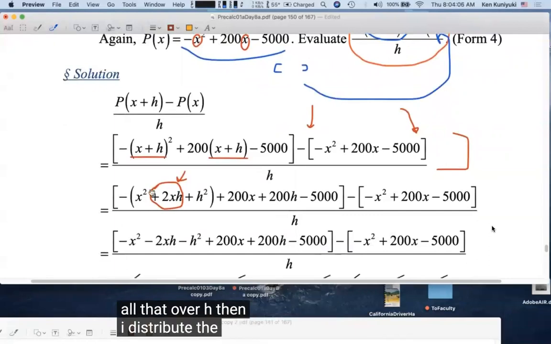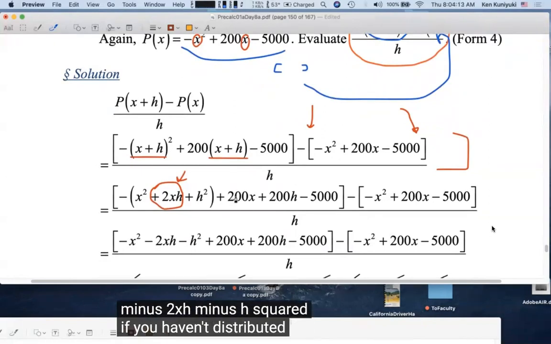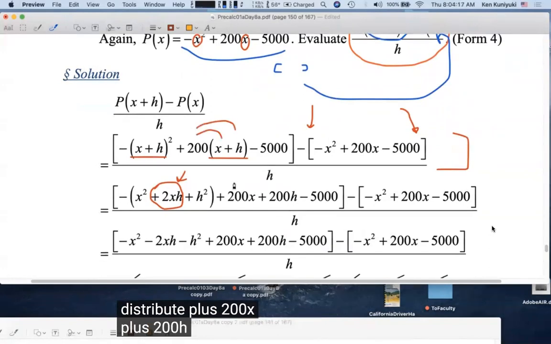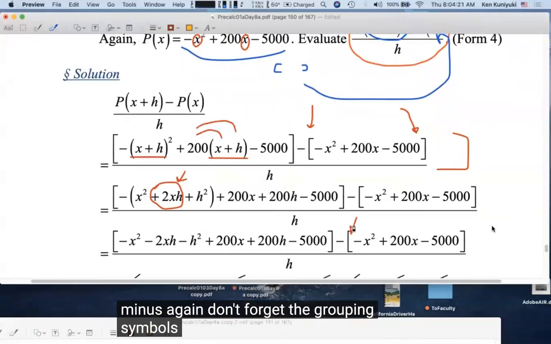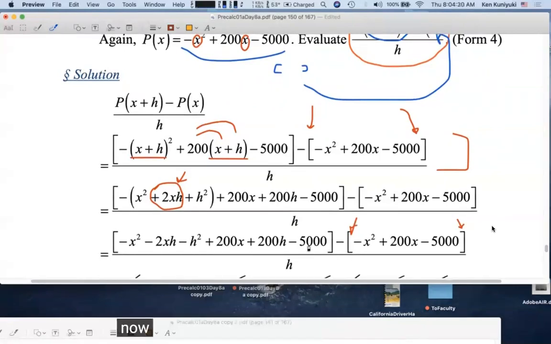Then I distribute the -1 through here, the opposite of x squared, minus 2xh, minus h squared. If you haven't distributed yet, distribute, plus 200x, plus 200h, minus 5,000, minus, again, don't forget the grouping symbols, or distribute the -1 right now. Do one or the other. All over h. Now, when I distribute the -1 here, what ultimately happens on the top?